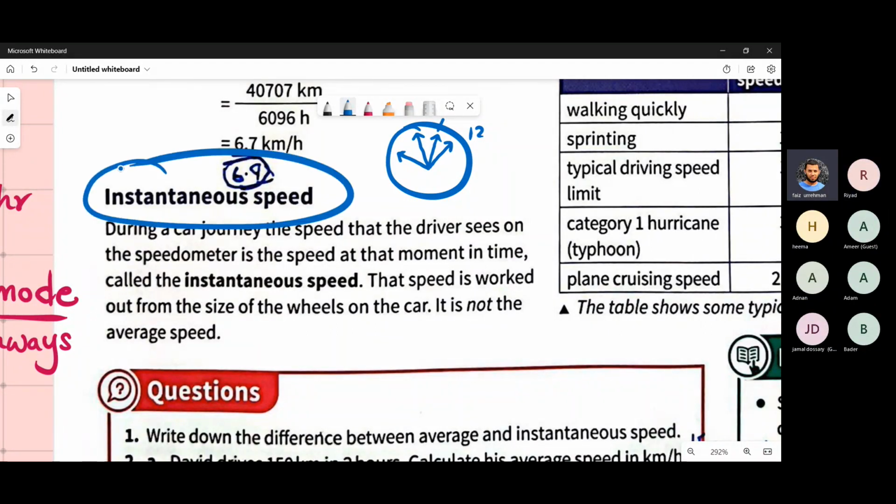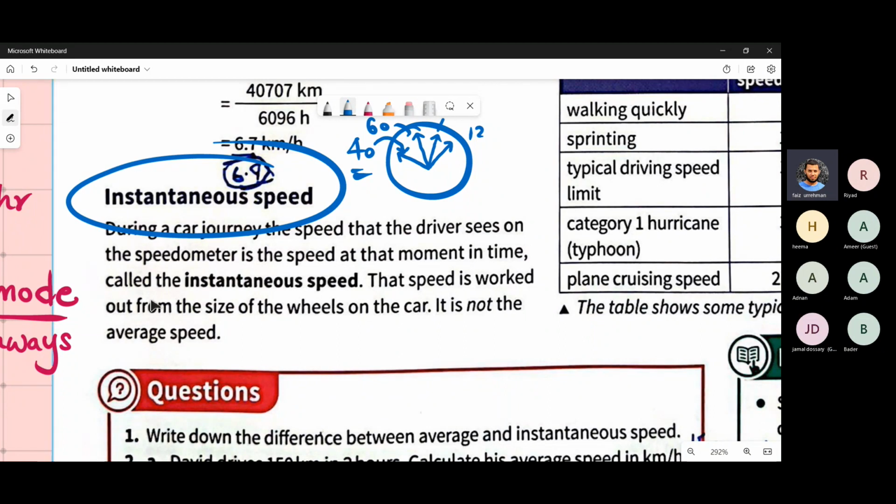This speedometer is not giving you the total average speed. It is giving you the instant speed. If now the speed is 40, it will give you 40 instantly. If you increase it to 60, it will give you 60. So this concept is known as instantaneous speed.